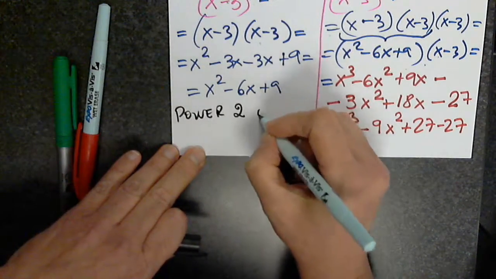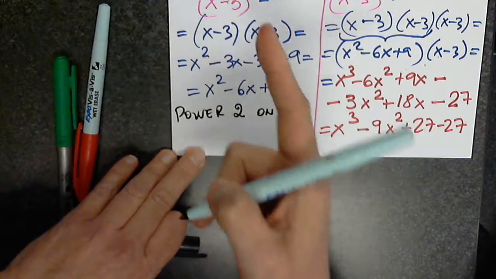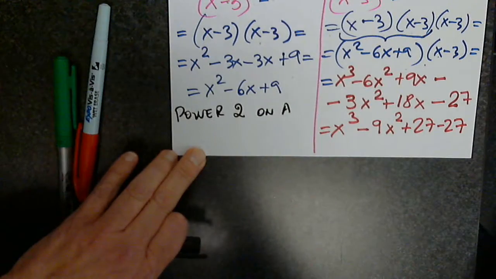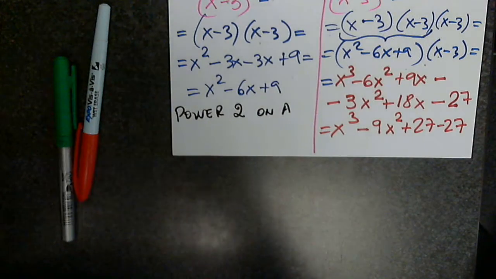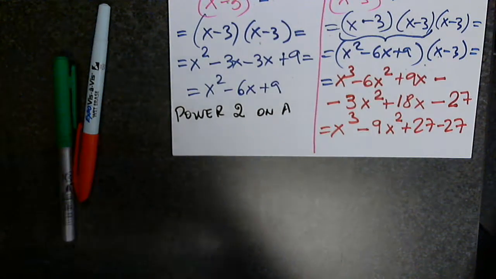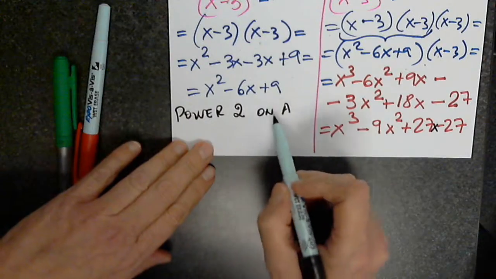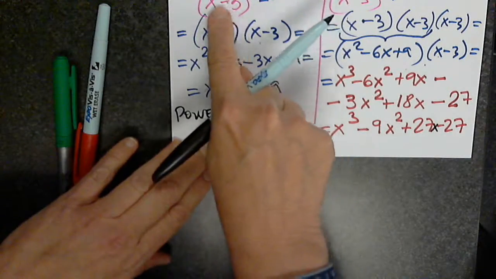Power 2 on a, what is this? This is very important. This sentence is very important. Please wait. Please don't pack. Yes, I did forget. Please, 1 second.